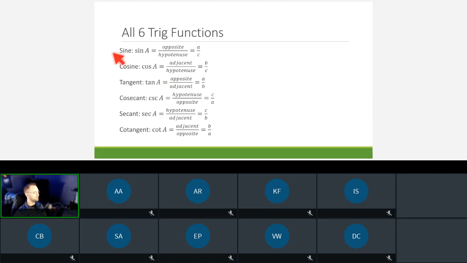So sine and cosecant are inverses. Cosine and secant are inverses. Remember that. We're going to be using that this unit, unit 3, unit 4, and maybe unit 5. I haven't looked yet. So again, sine and cosecant are inverses. Cosine and secant are inverses. Tangent and cotangent are inverses. All right.